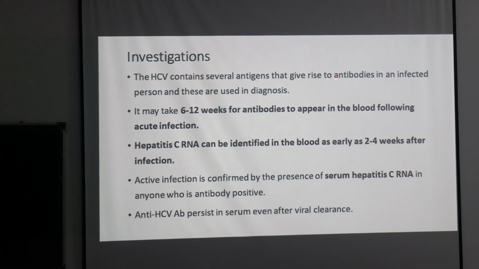HCV contains several antigens that give rise to antibodies in an infected person, and these are used in diagnosis. It may take 6 to 12 weeks for antibodies to appear in the blood following acute infection. Hepatitis C RNA can be identified in the blood as early as 2 to 4 weeks after infection. Active infection is confirmed by the presence of serum hepatitis C RNA in anyone who is antibody positive. Anti-HCV antibody persists in serum even after viral clearance.